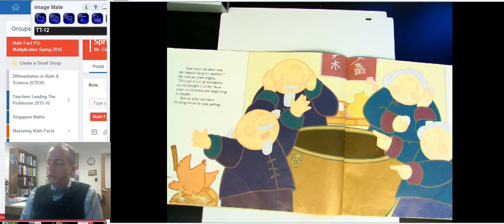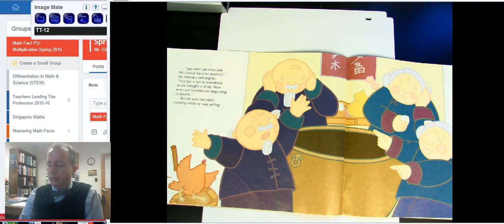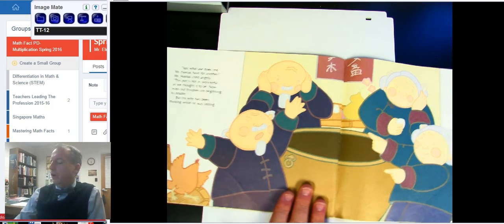"Just what use does one Mr. Hack Tack have for another Mr. Hack Tack?" cried angrily. "This pot is not as wonderful as we thought it to be. Now even our troubles are beginning to double."